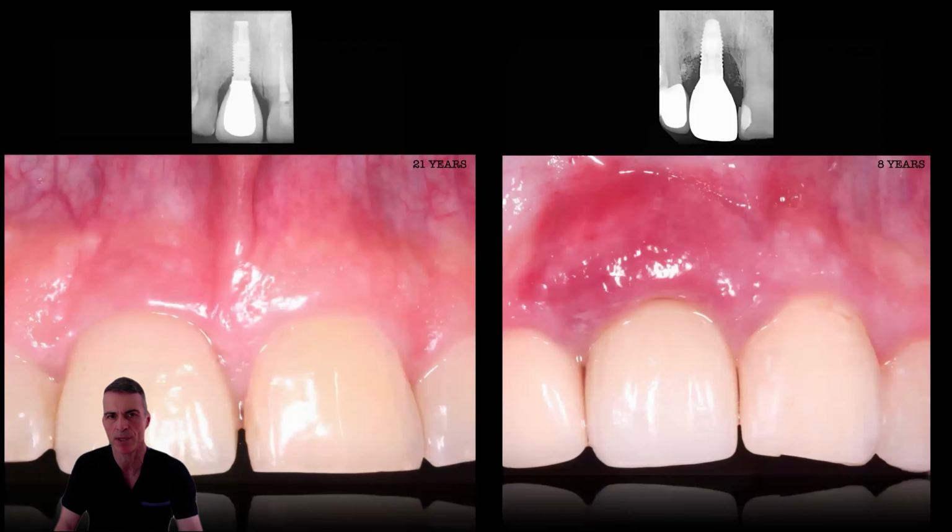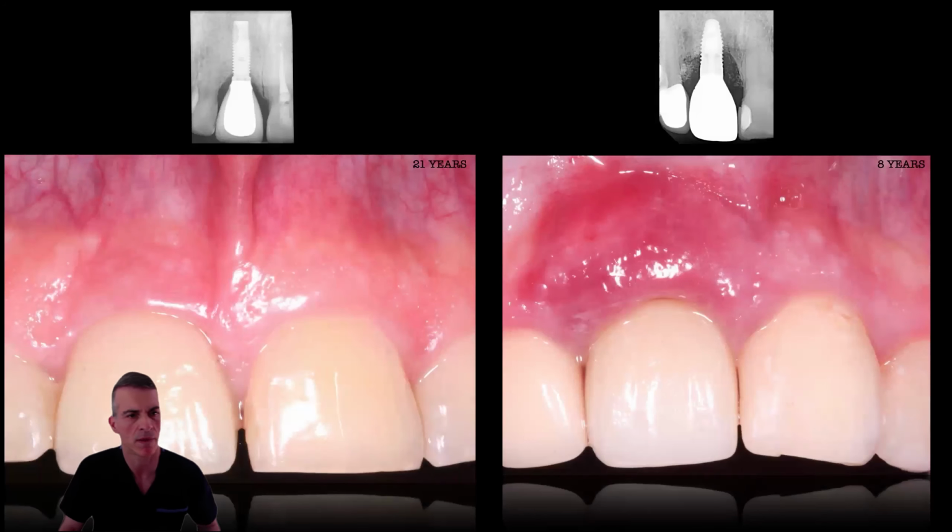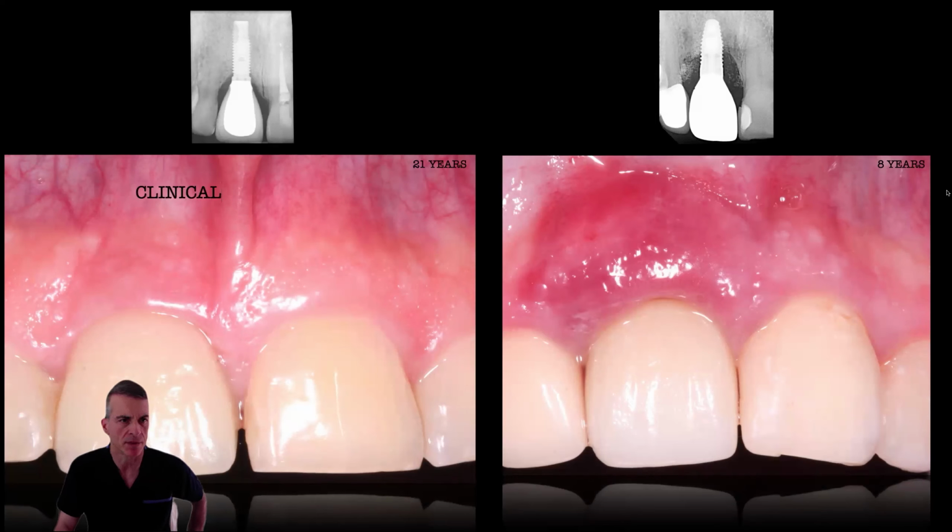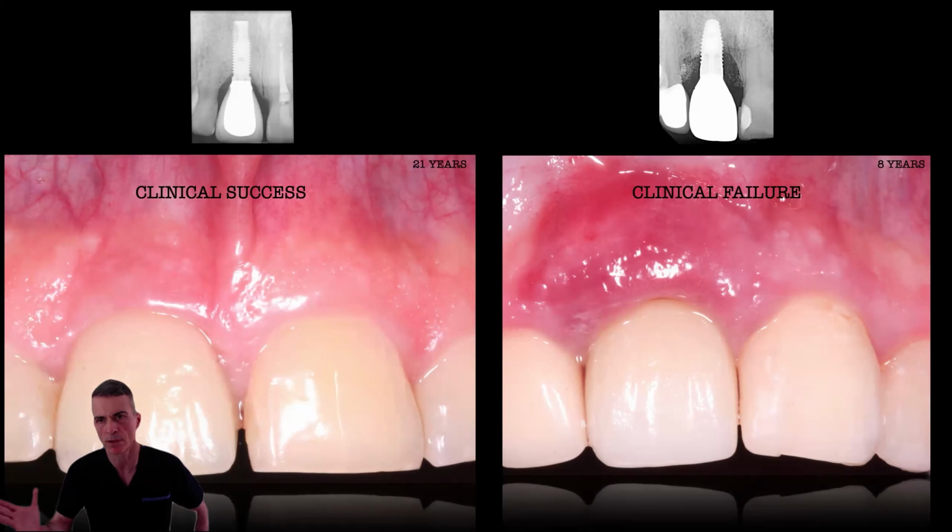These are the clinical pictures of the case that we just saw radiographically. The case on the left, again, is considered a clinical success: healthy peri-implant tissues, healthy bone, good radiographic bone levels, no bone loss. The case on the right, we definitely see that something is going on: a peri-implant abscess with suppuration, bleeding upon probing, and significant bone loss.